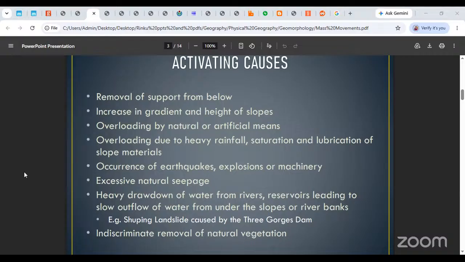Excessive natural seepage could be there. Sometimes if there is heavy rainfall, then the water goes inside and raises the water table. But sometimes if there is an impermeable strata below, the water will simply not pass below that level. The water tends to accumulate in the level above, and that can cause the material to become more fluid. So that can be a problem. Excessive natural seepage can happen.